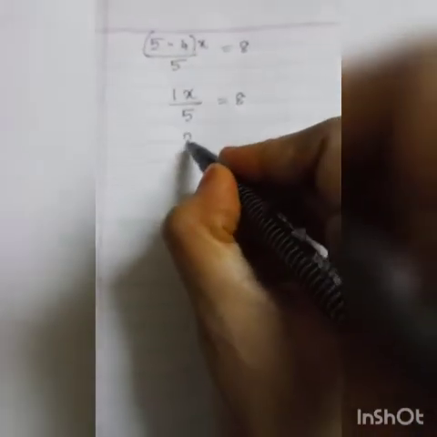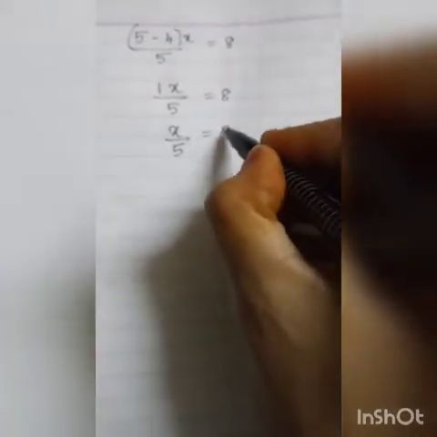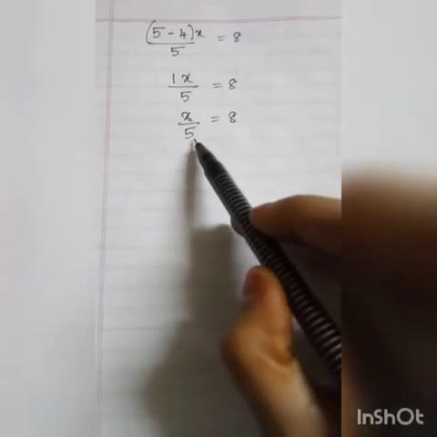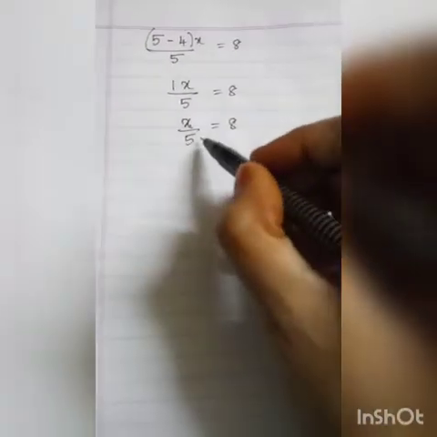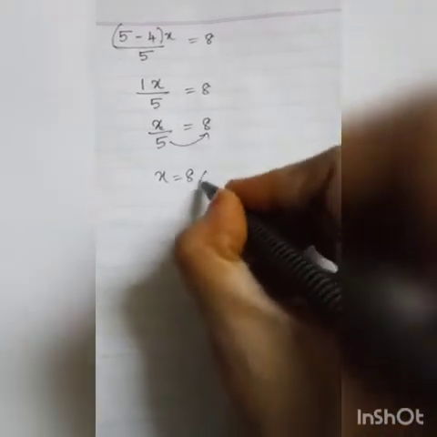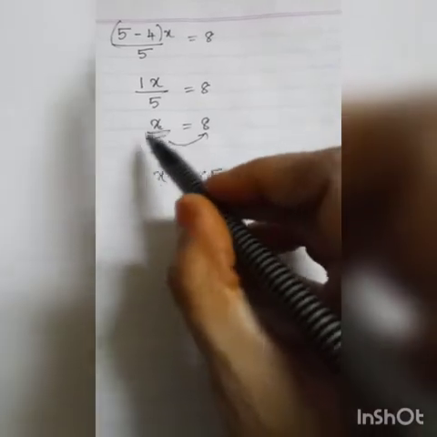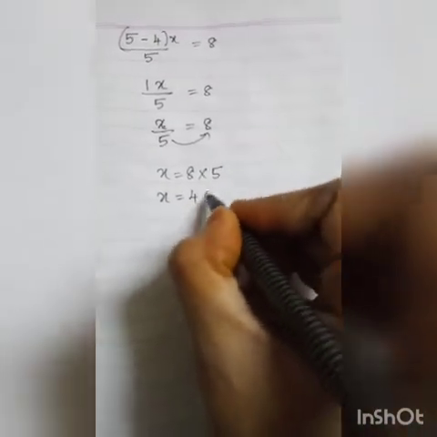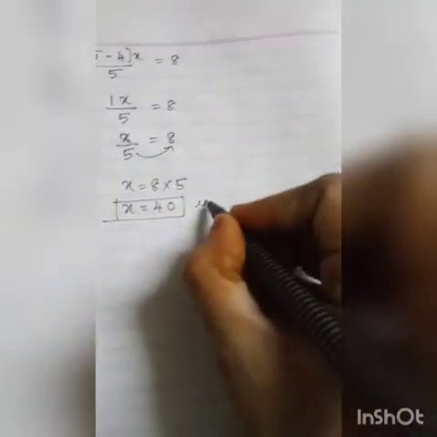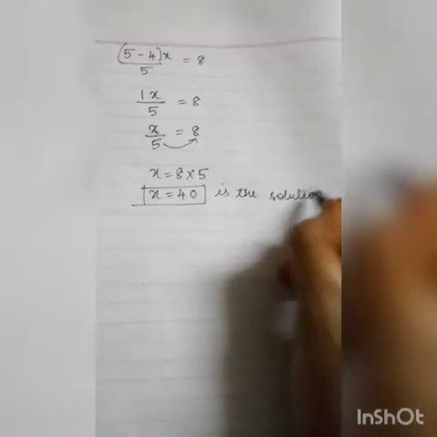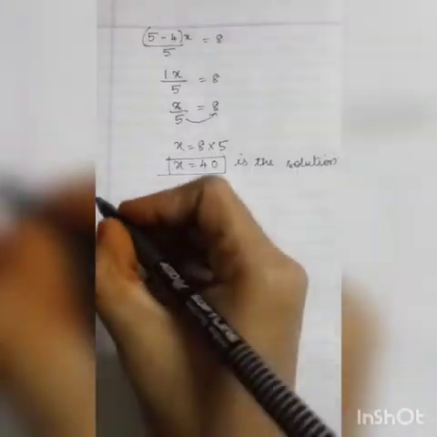1x, how will you write? x by 5 equal to 8. Did you understand this? 1x means x divided by 5 equal to 8. Now shall I bring this 5 to that side? So x is equal to 8 into 5, because it is in division. If it goes that side, it becomes multiplication. So x is equal to 40. 8 5s are 40 is the solution. So shall we verify and see? Yes.